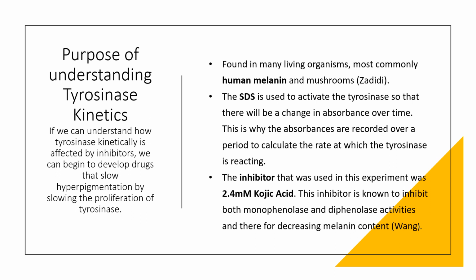SDS was used in this experiment to activate the tyrosinase so that we can see if there's a change in absorbance over time. This allows us to see how the enzymes are working, how the inhibitors are working, and how all of the kinetics work. The inhibitor that we specifically used in this experiment was 2.4 millimolar kojic acid, and this inhibitor is known to inhibit both monophenolase and diphenolase activities.